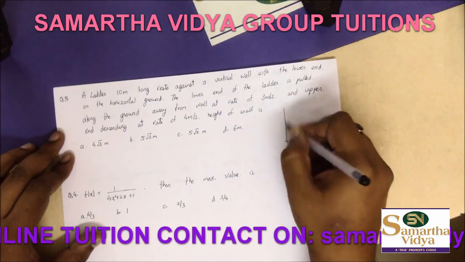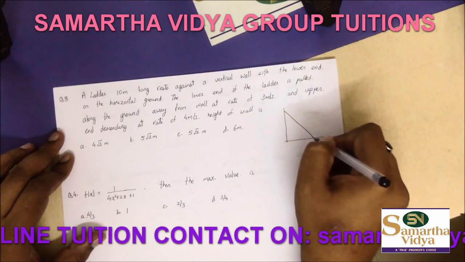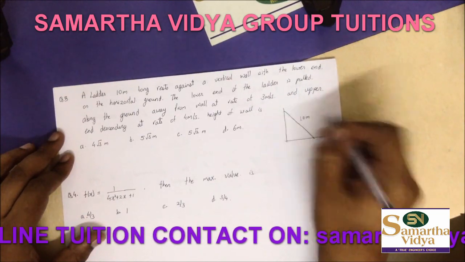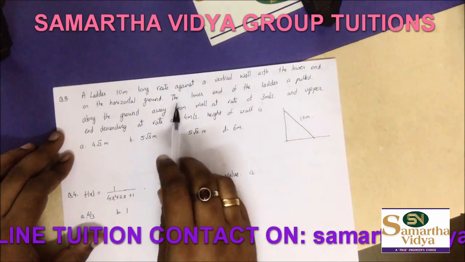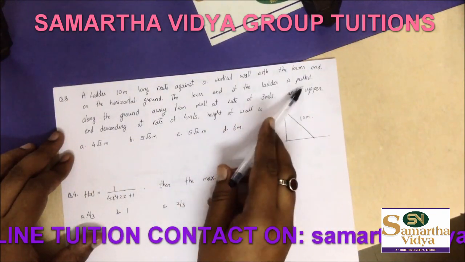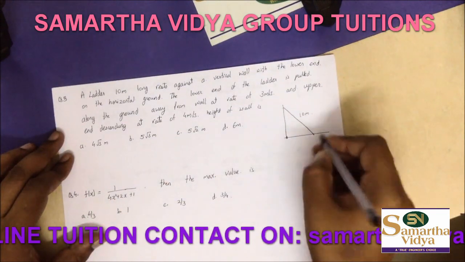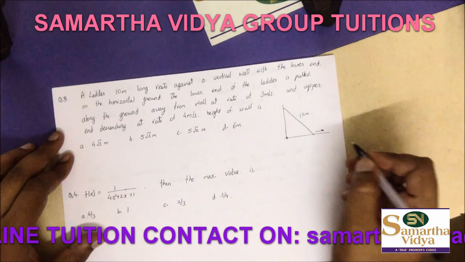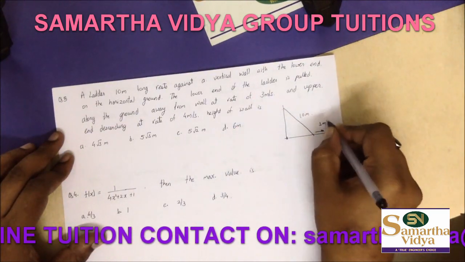So this is the vertical wall on which the ladder is resting. This is the 10-meter ladder against the wall, and the lower end is on the horizontal ground, as we have shown. The lower end of the ladder is pulled along the ground away from the wall. So this is the wall we are talking about, and the end is going away from the wall in this particular direction at the rate of 3 meters per second.